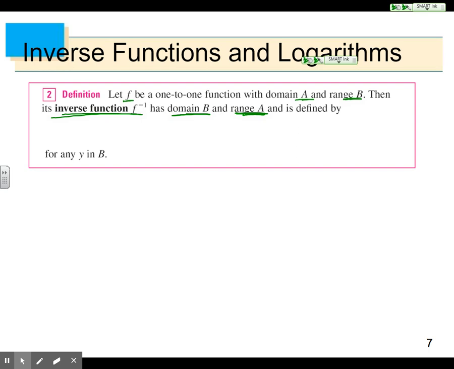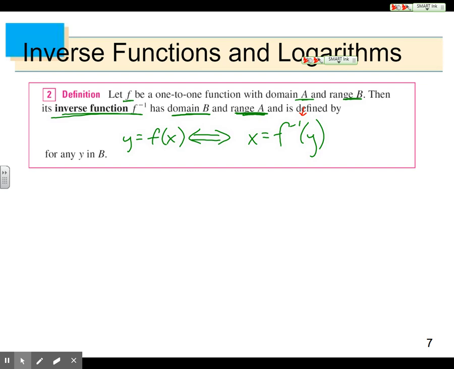All right? And I'm going to be able to define this by saying that if I had y equals f of x, that's going to be true if and only if x is equal to f inverse of y. So as you can see, my x and y swap places, and to show that they swap places, we throw this little inverse right there.